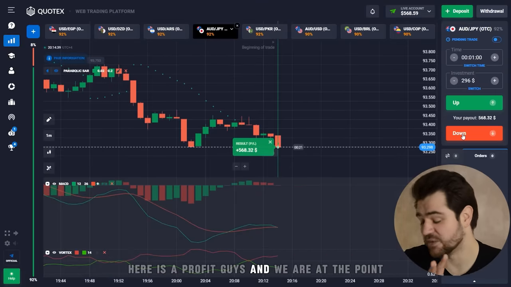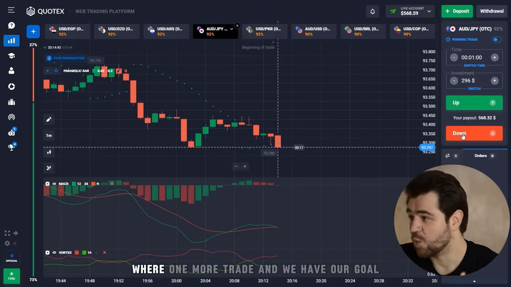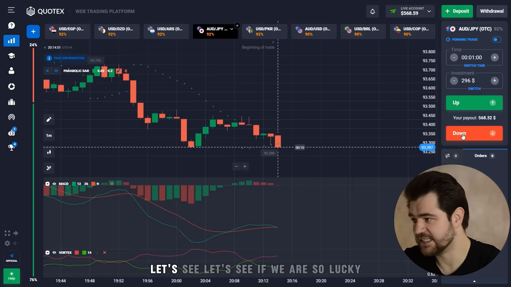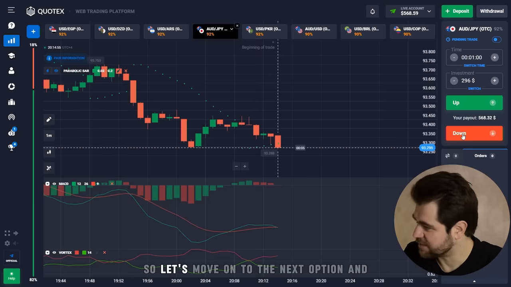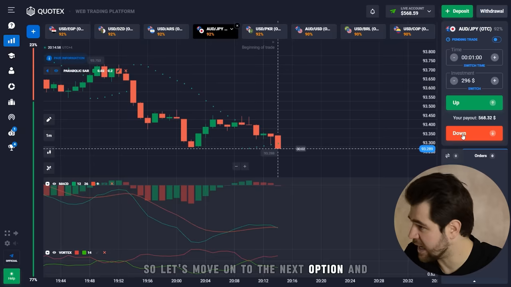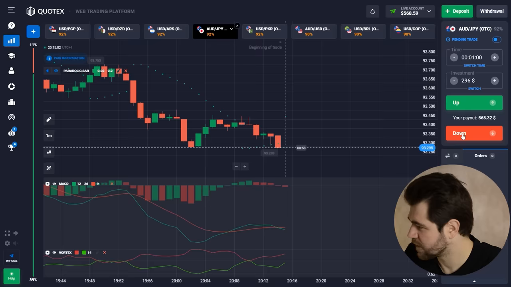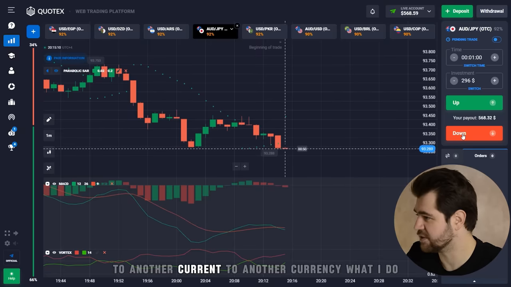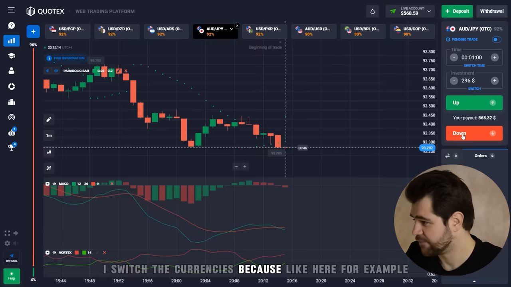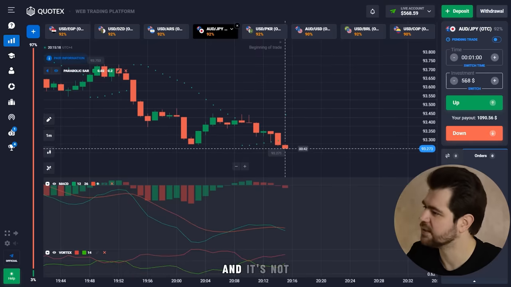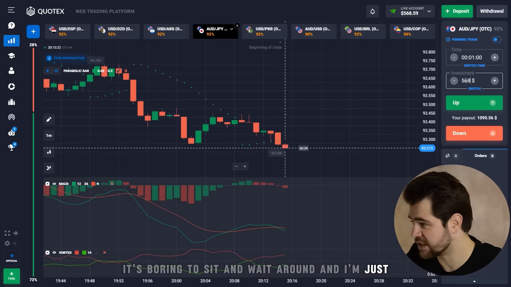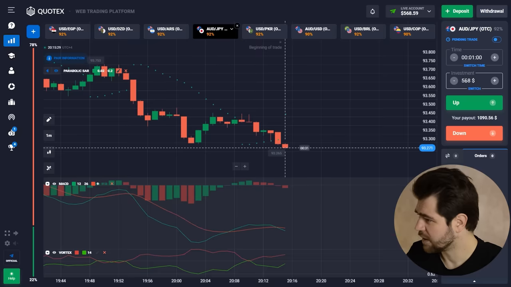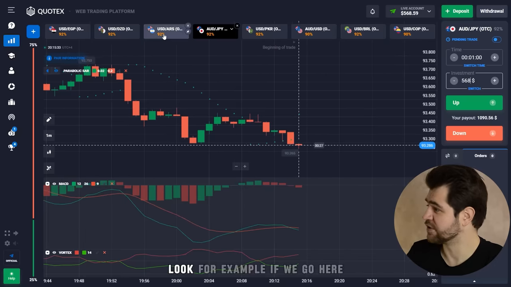Here is the profit, guys, and we're at the point where one more trade and we have our goal, which is four figures for this. Let's see if we are so lucky. So let's move on to the next option and let's switch to another currency. What I do, I switch currencies because, like here, for example, I would have to wait for this perfect moment, and it's boring to sit and wait around, and I just keep switching between the currencies, and that way we can look, for example, if we go here.